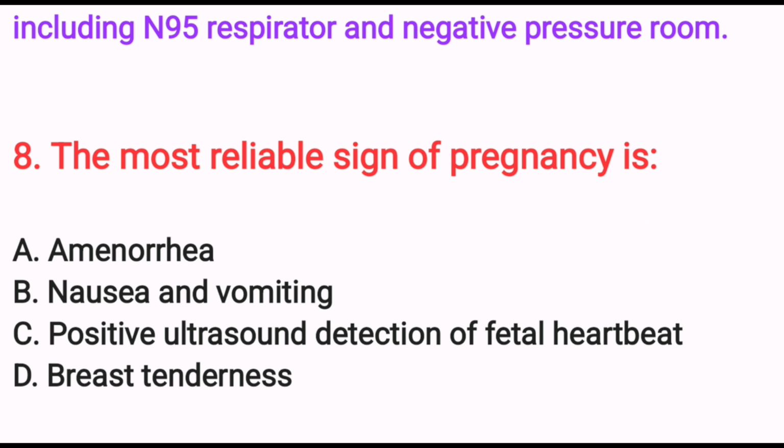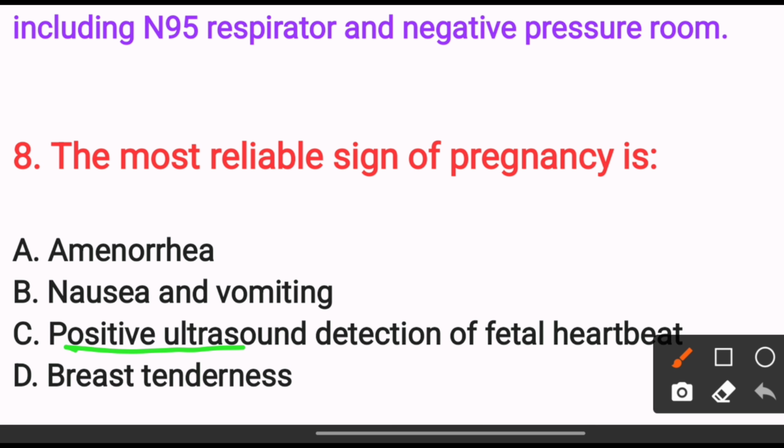Next, the most reliable sign of pregnancy is option A amenorrhea, option B nausea and vomiting, option C positive ultrasound detection of fetal heartbeat, option D breast tenderness. The answer is option C, positive ultrasound detection of fetal heartbeat. Option C is the correct answer.